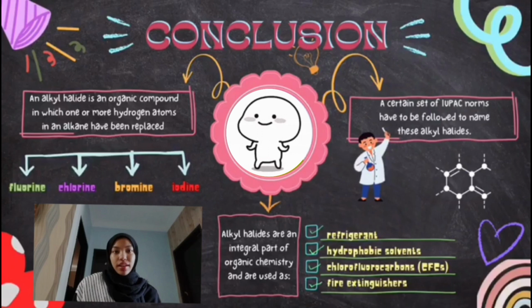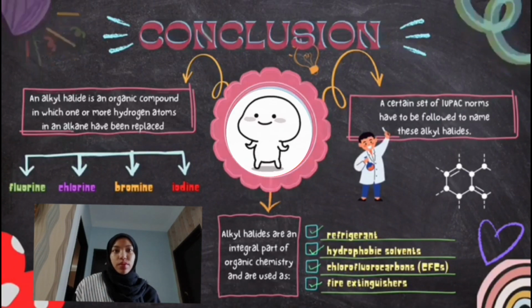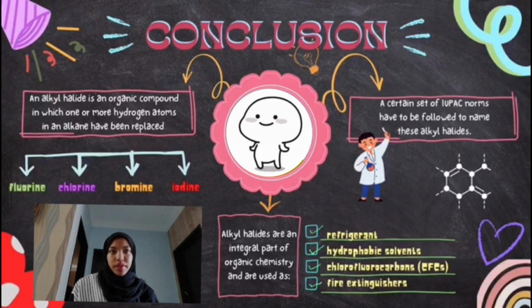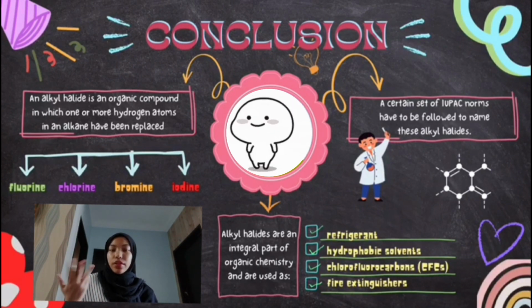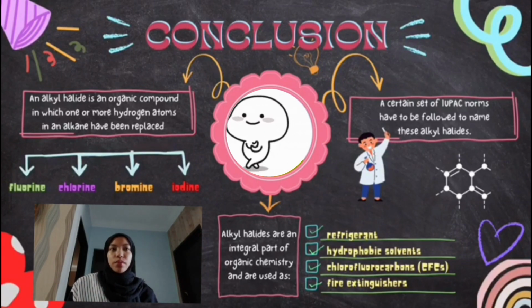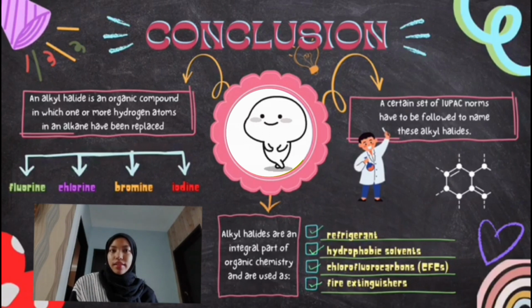From all the slides and the explanation we have seen before, we can conclude that an alkyl halide is an organic compound in which one or more hydrogen atoms in an alkane have been replaced by a halogen atom such as fluorine, chlorine, bromine, and also iodine. Next, a certain set of IUPAC norms have to be followed to name these alkyl halides.